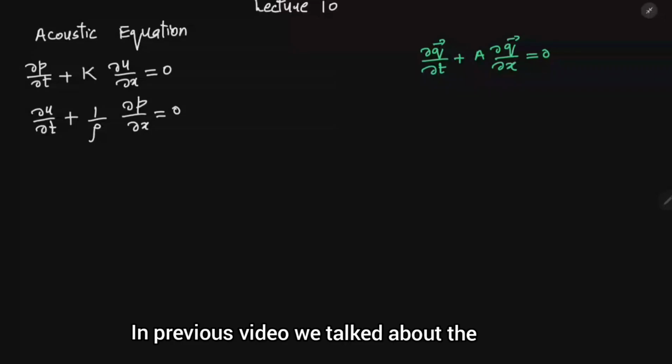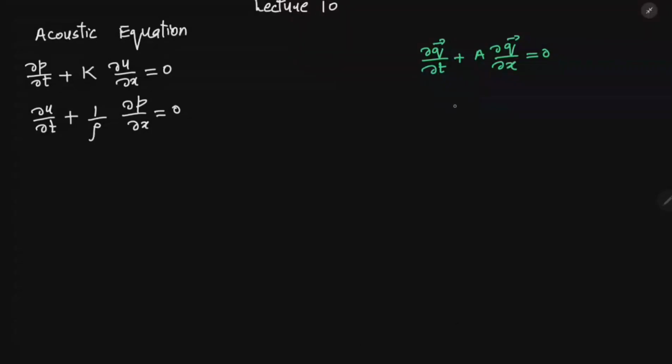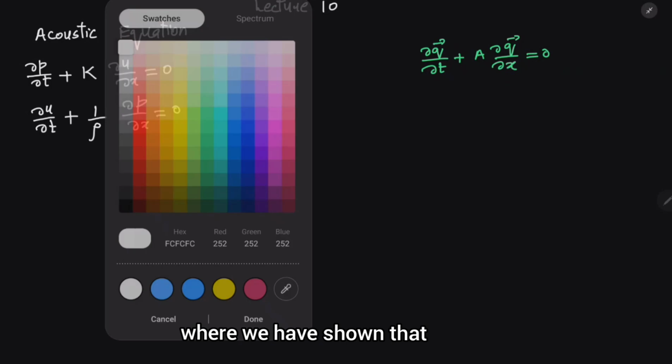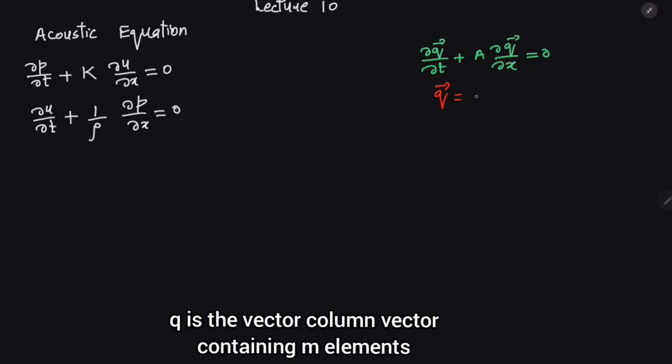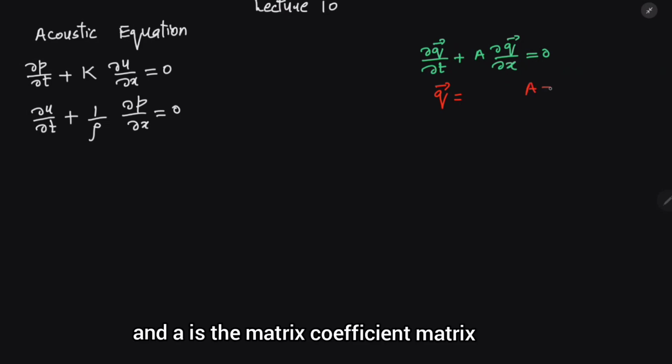In previous videos, we talked about the scalar advection equation, and in another video we started with the system of first order equations, where we have shown that q is the vector, a column vector containing m elements, and A is the coefficient matrix.